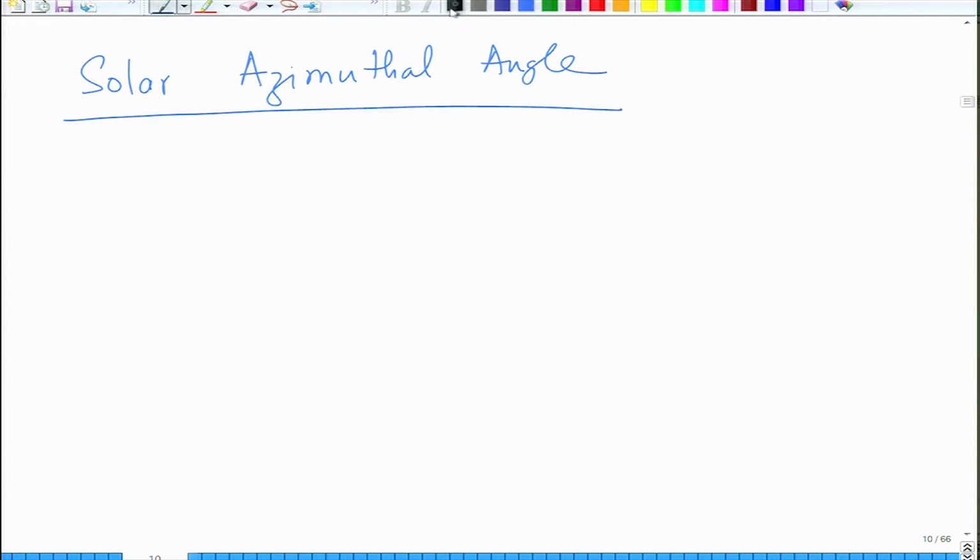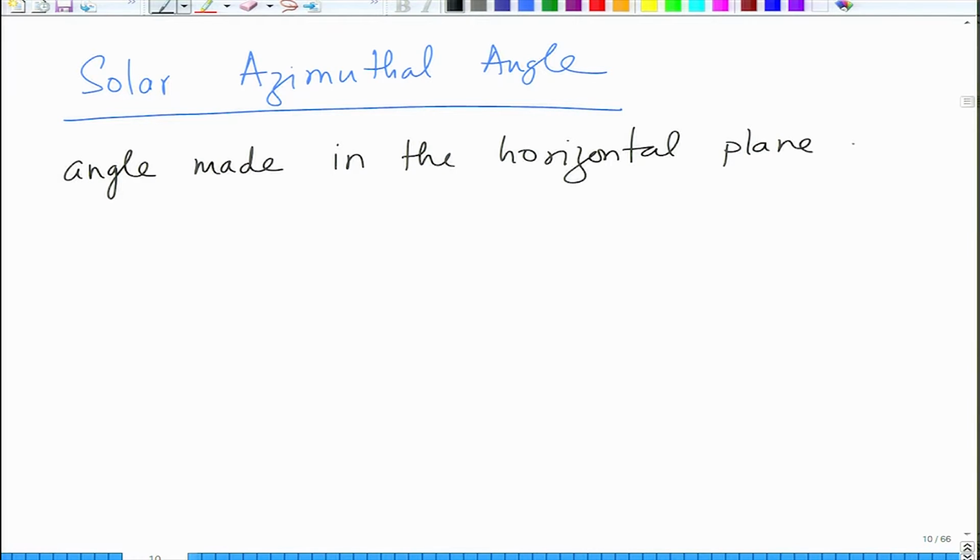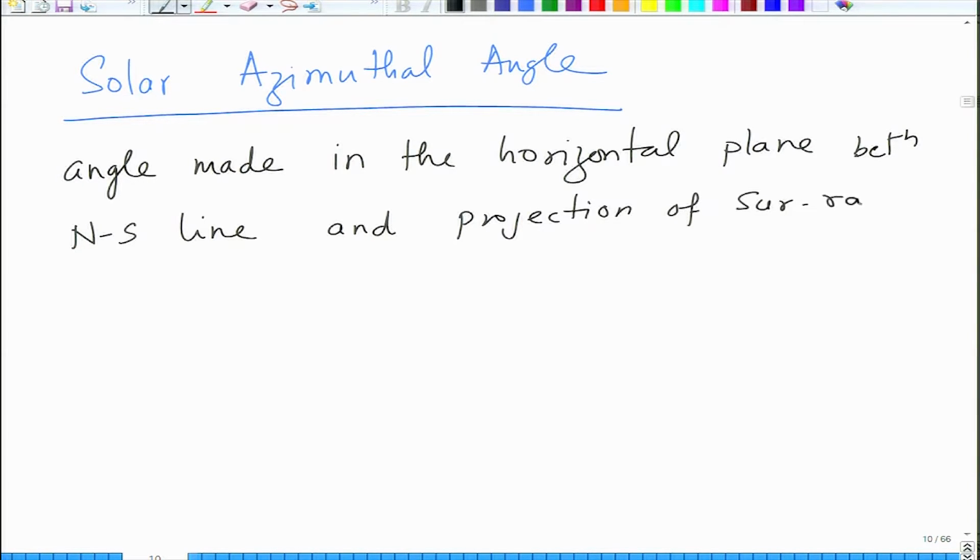The angle which is in the horizontal plane between the north south line and the projection of the sun ray on the horizontal plane.